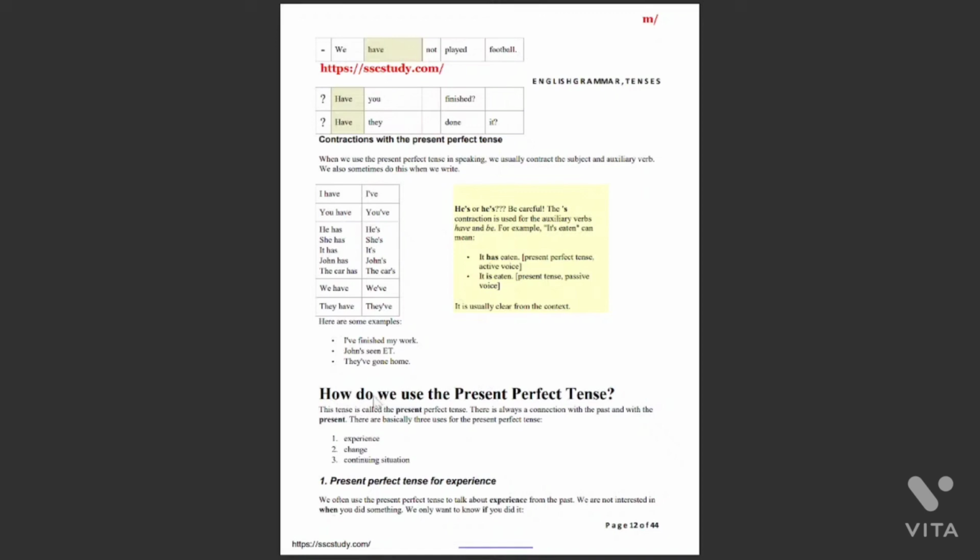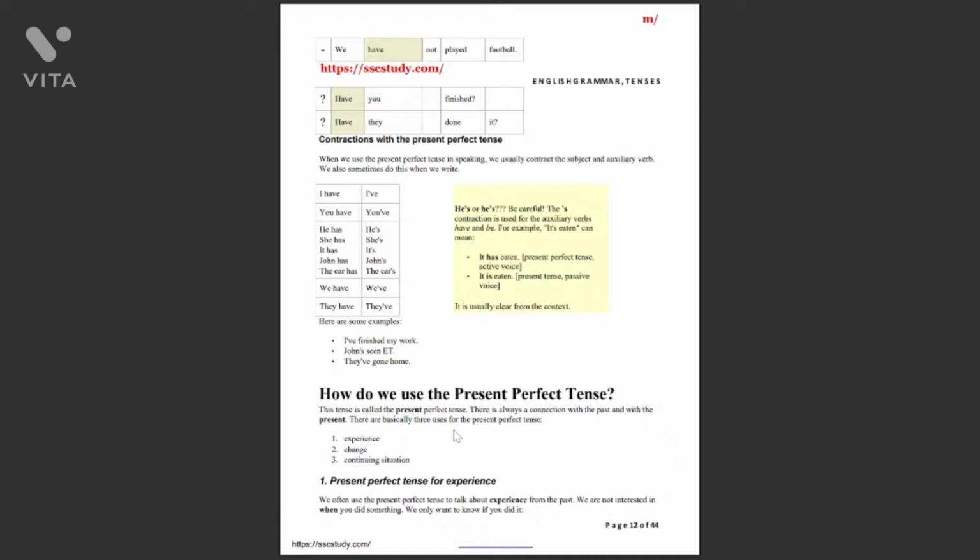Now, how do we use the present perfect tense? The tense is called the present perfect tense because there is always a connection with the past and with the present. There are basically three uses of the present perfect tense: experience, change, and continuous situation. These are the three basic connections between the past and present in the present perfect tense. So let us see the present perfect tense for experience.